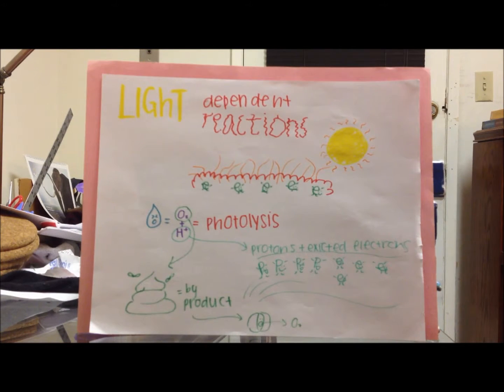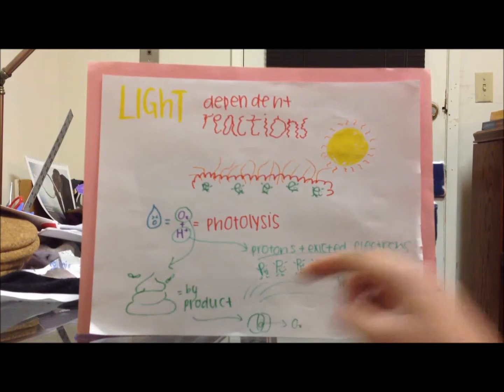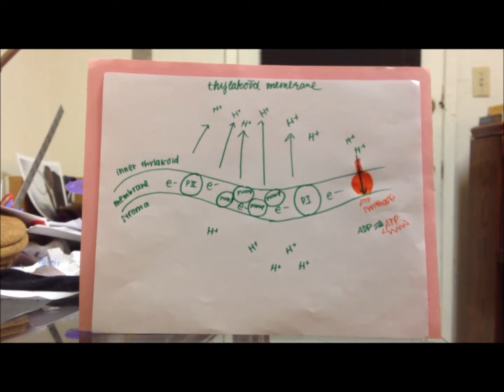Sunlight excites electrons in the thylakoid disc. Water is then broken down to H+ protons and O2, which is later let out through the stomata. In this case, oxygen is waste, also called a byproduct. The electrons then travel through the ETC, the electron transport chain.